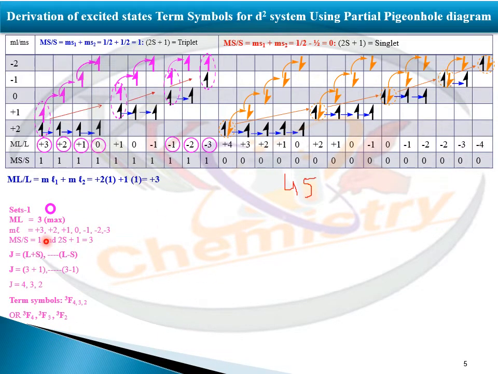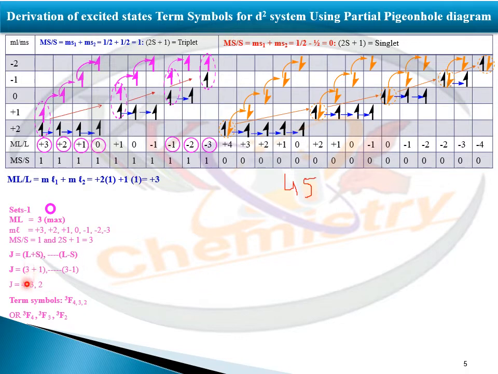Now we have three sets. Set 1, where the maximum ML value is 3, and we know if the ML value is 3, the small ML will be plus 3, plus 2, plus 1, 0, up to minus 3. The MS value in this case will be plus 1. How? Because this electron and this electron have parallel spin, plus half, it will give us a 1. By putting this 1 in the spin multiplicity formula, we will get a triplet state. So this whole one is a triplet one.